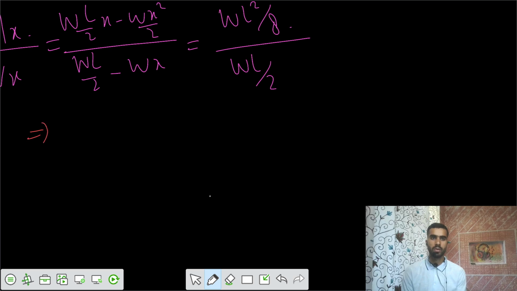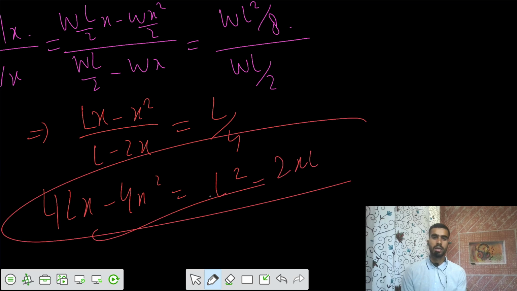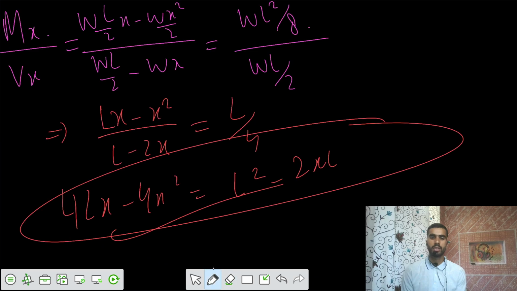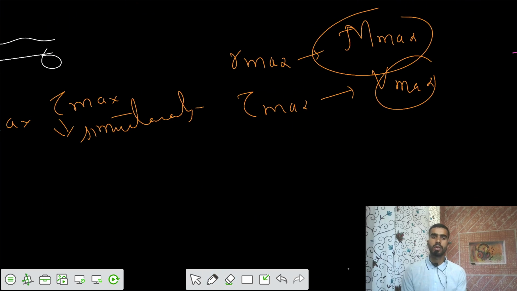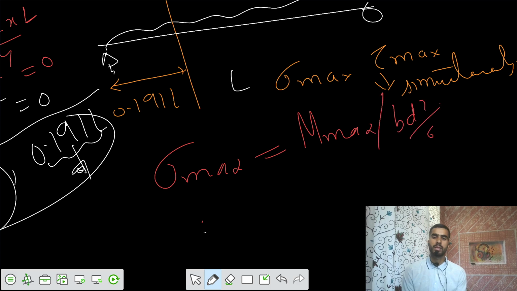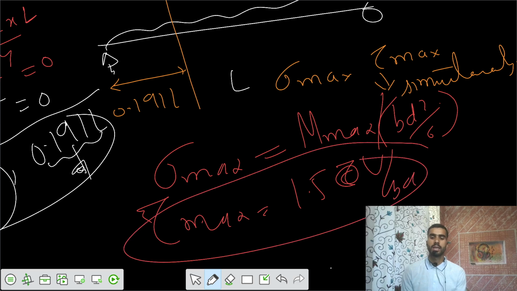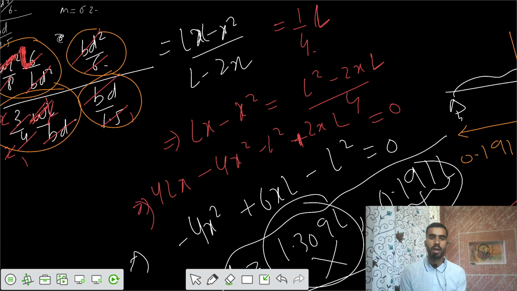So then we could have solved that, and we got Lx minus x square by L minus 2x equals L by 4. Same procedure: 4Lx minus 4x square equals L square minus 2xL. This was the direct procedure, but the thing is that you have to convert sigma max, how much value of sigma max is there, M max into BD square by 6, and that tau max is not only V by BD, that's 1.5 times V by BD. You have to keep that also in mind. Based on these two parameters, you should have solved that problem.